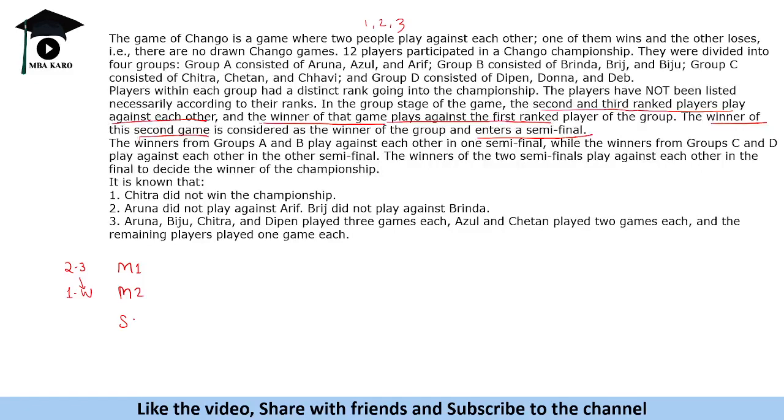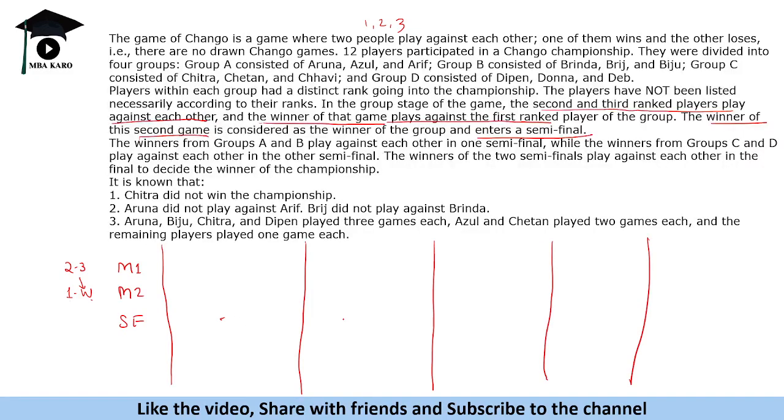Then we have semi-final. Okay, so whoever wins out of these two will go to the semi-final, and then the winners from group A and B play against each other in semi-final, while the winners of group C and D play against each other in the semi-final. So we know the structure within the groups, and then we know who play against each other in the semi-final. Okay, so this will be A versus B. One semi-final is this and this. Second semi-final is C versus D. And then you have a final match. Okay. The winners of the two semi-finals play against each other in the final to decide the winner of the championship.